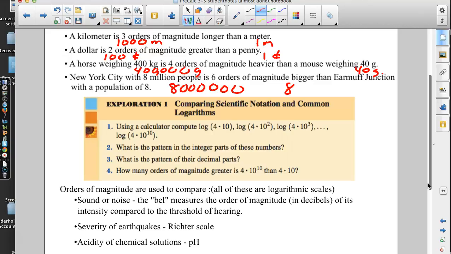So using a calculator, compute the logarithm of 4 times 10. Okay. Logarithm of 40. 1.6021. Okay, so next one will be a logarithm of 400. 2.602. Oh, that rounds to 1. Wait a minute. Look at all those decimals. They're the same. How about 4,000? Log 4,000. All the decimals are the same. That looks really bad right there. That was supposed to be a comma.